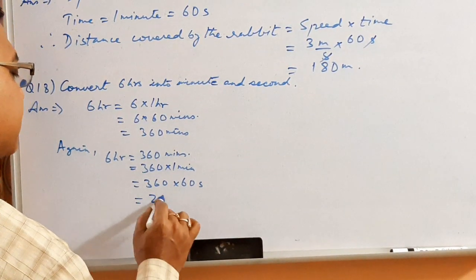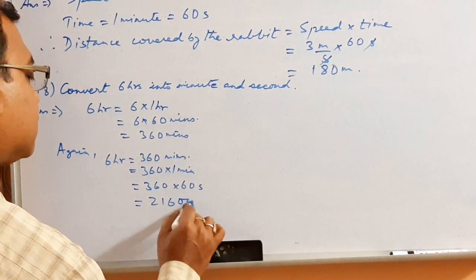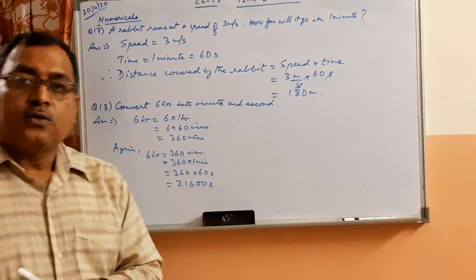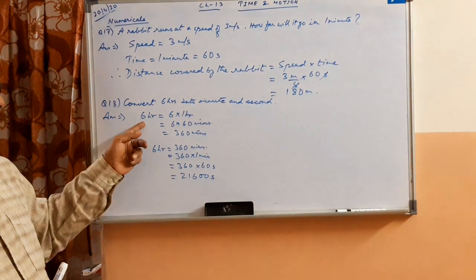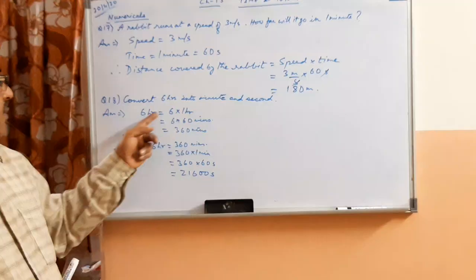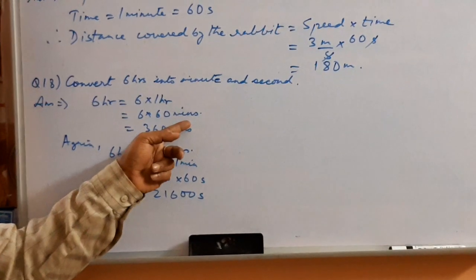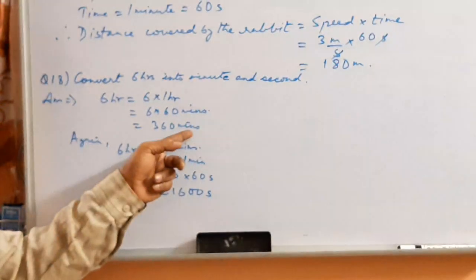Now 36 into 6 is 216, so 21600 second. Clear? So this is very simple. First of all, you write 6 hour. That is 6 into 1 hour. So 6 into, in place of 1 hour you write 60 minutes. That comes to 360 minutes.